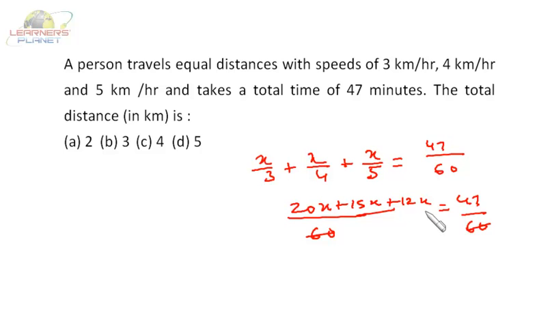So 47x is 47, that means x is equal to 1, and the total distance is 3x kilometer, so it is 3 into 1, 3 kilometers. I'm sure your answer is matching with mine.